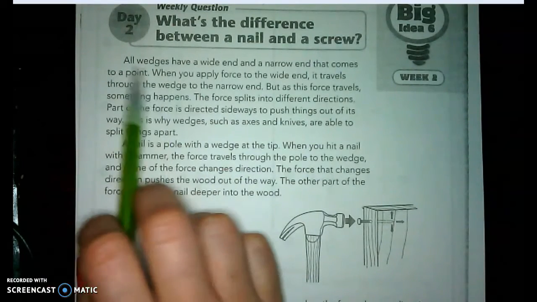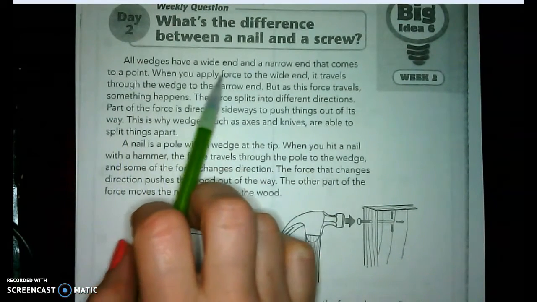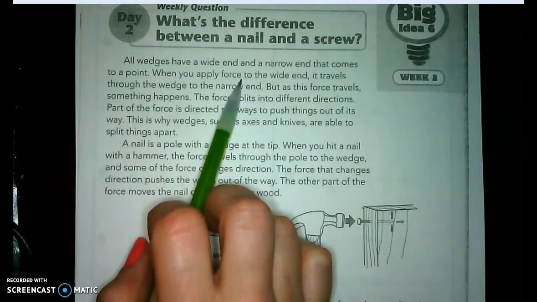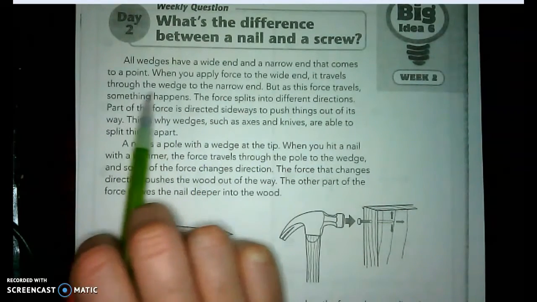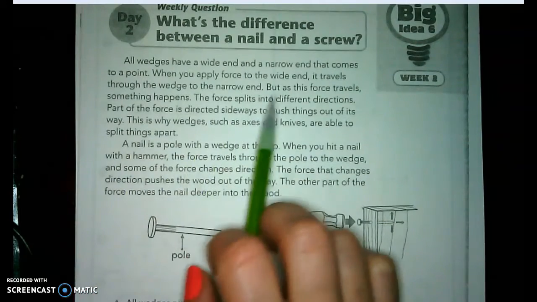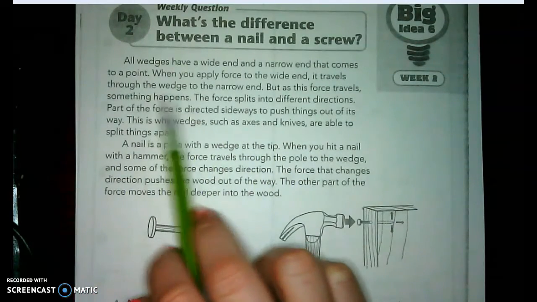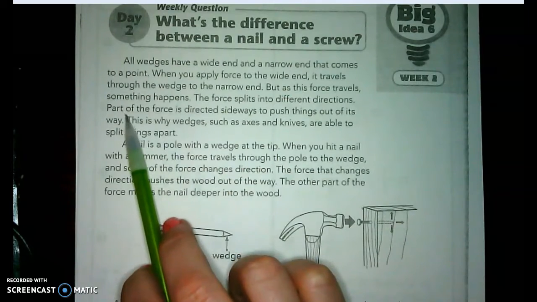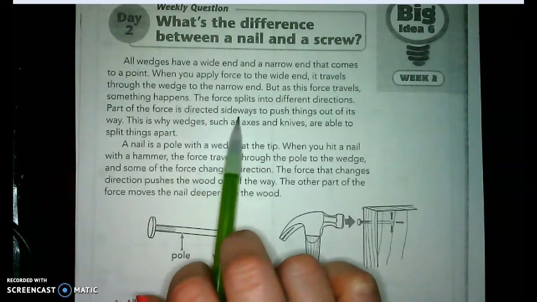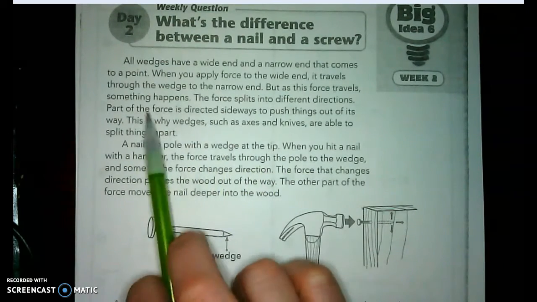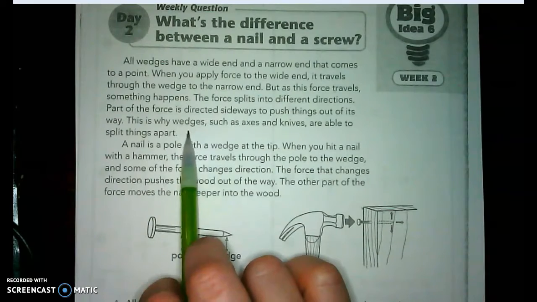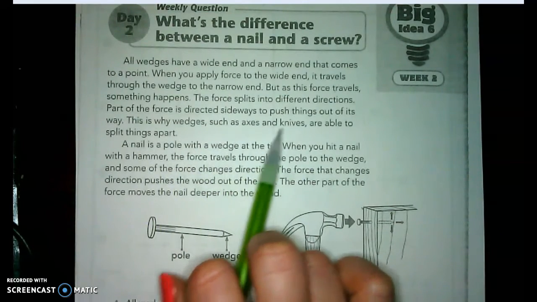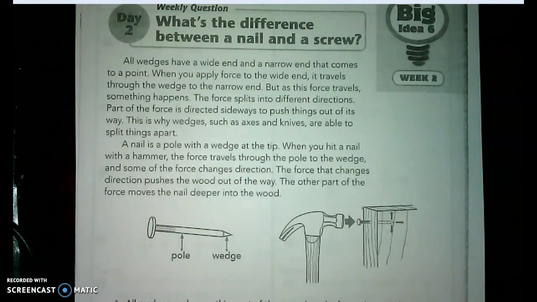along with me. All wedges have a wide end and a narrow end that comes to a point. When you apply force to the wide end, it travels through the wedge to the narrow end. But as this force travels, something happens. The force splits into different directions. Part of the force is directed sideways to push things out of its way. This is why wedges such as axes and knives are able to split things apart.